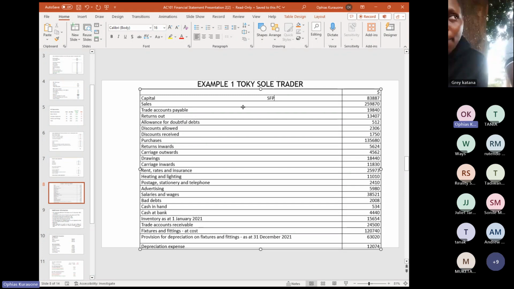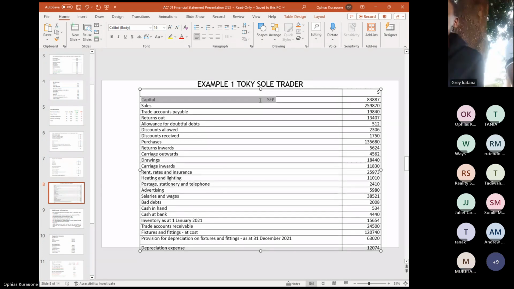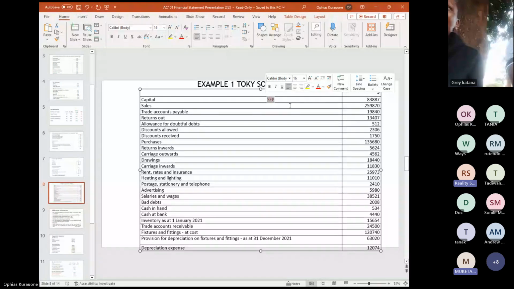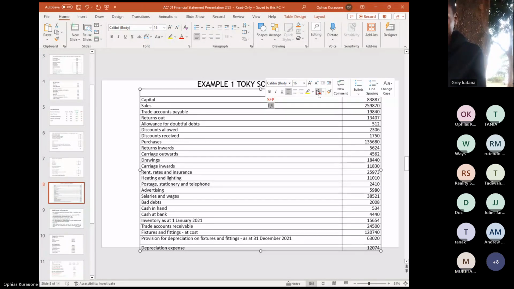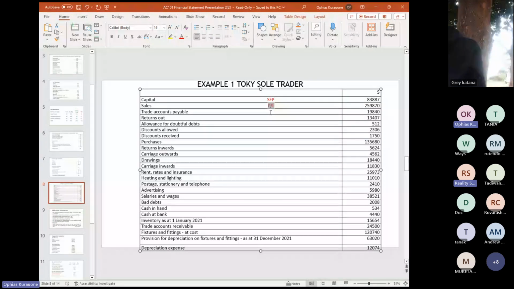Then sales. Sales go in the trading account. Yes, that's good. It's a trading account, but in our document, P and what? P and L. Next. Trade accounts payables.